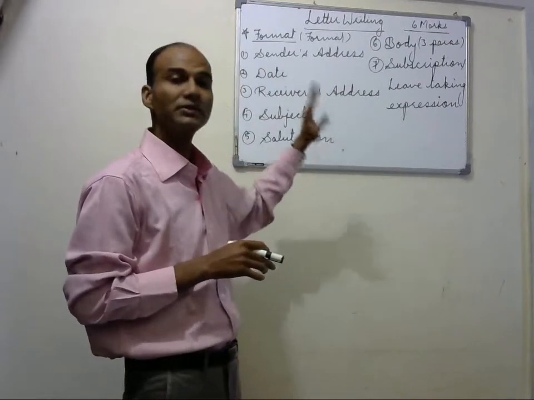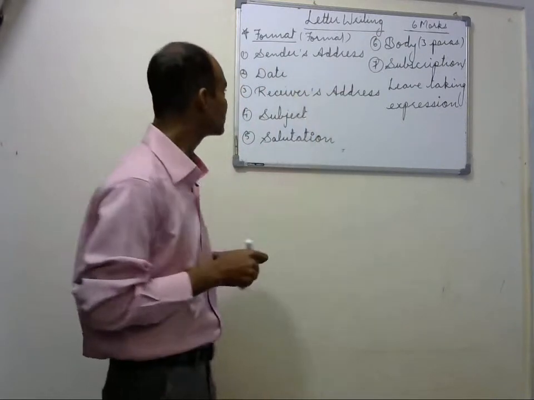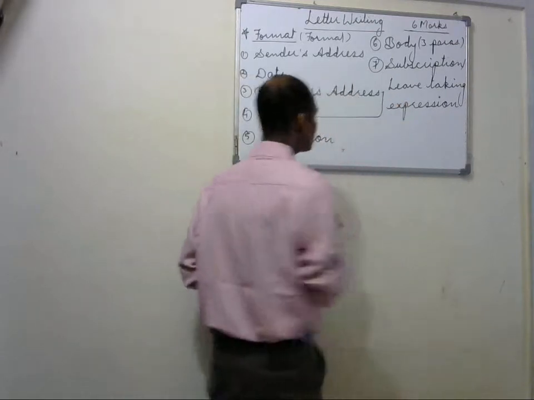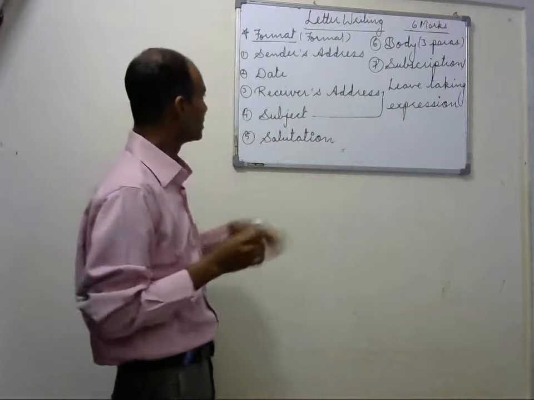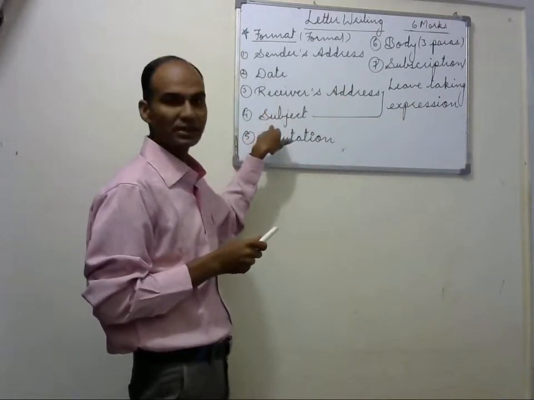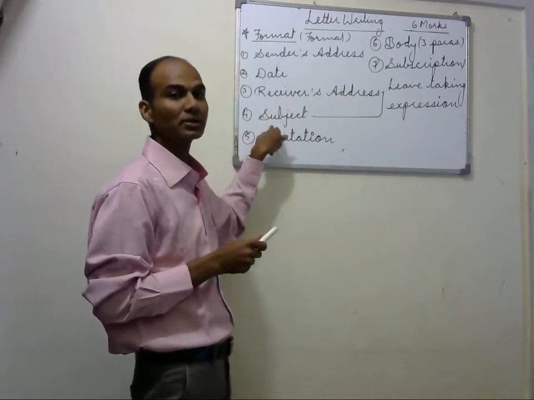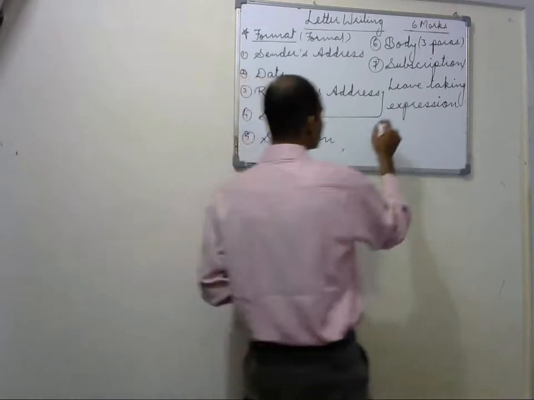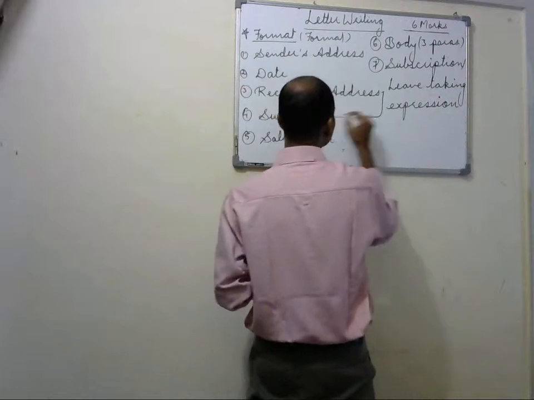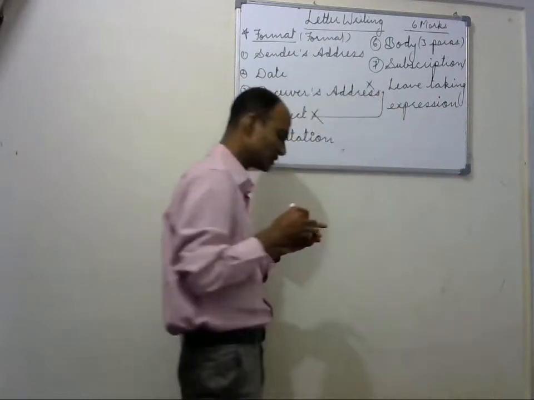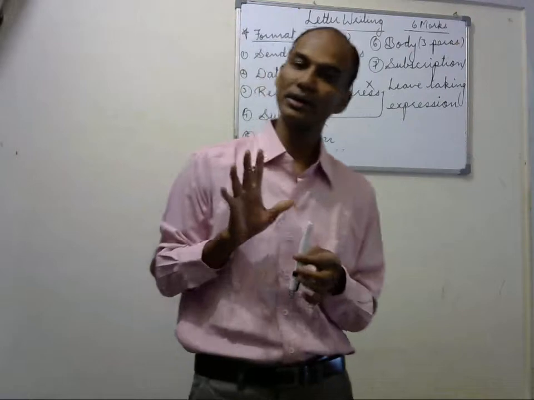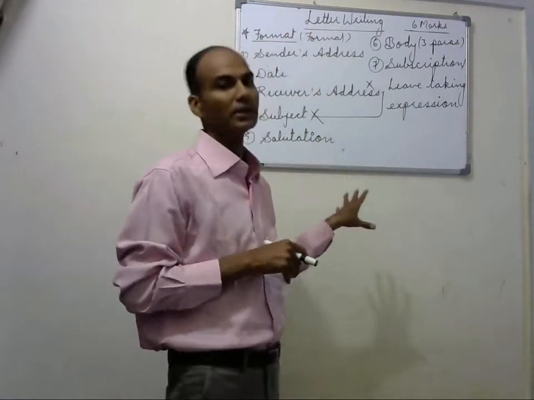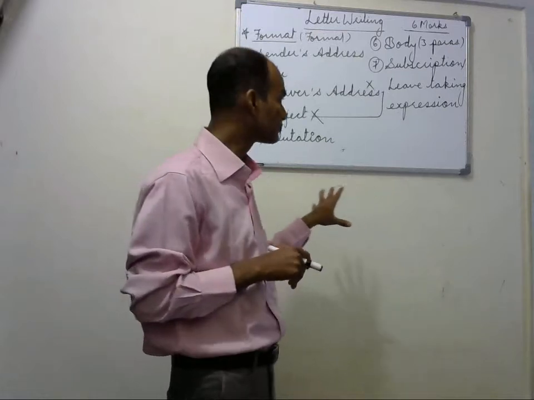Now the difference between formal and informal is receiver's address and subject. Receiver's address and subject are not written in an informal letter. It means you must remember that these two things, subject and receiver's address, should not be there in your informal letter. All other things are there in an informal letter as well.